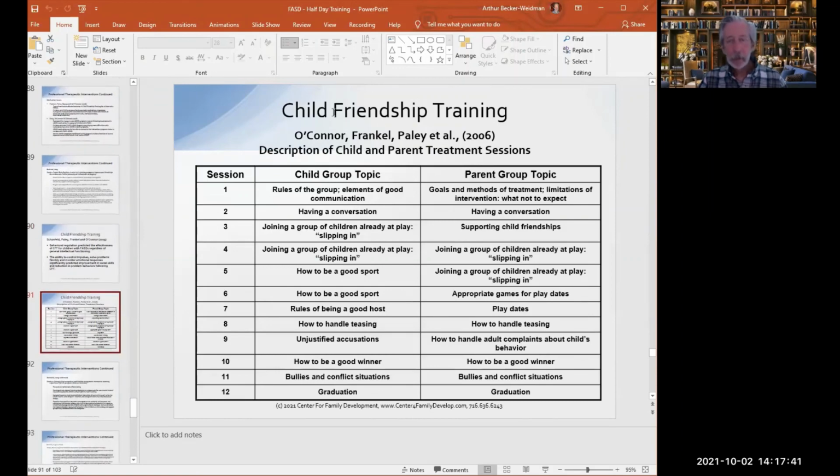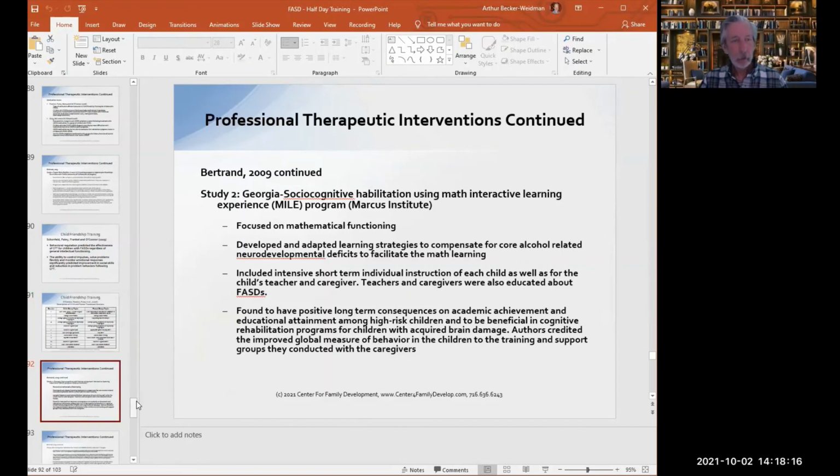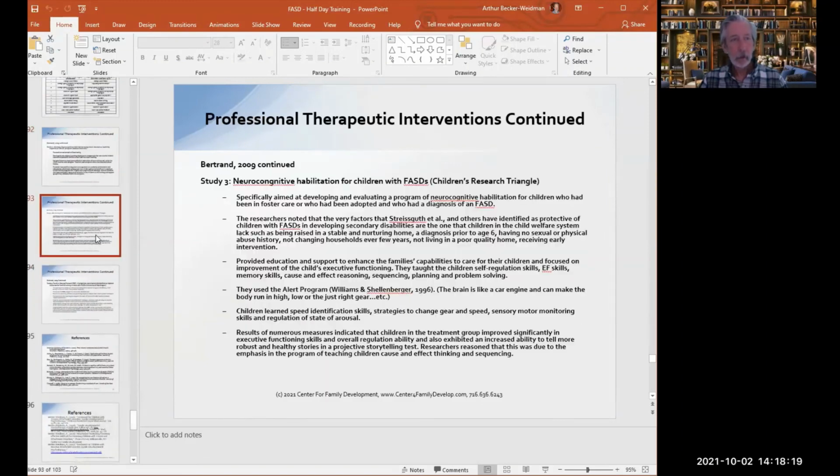This program I particularly like, Child Friendship Training, mainly because it's time limited. And this may not be the only thing that you do or have done, but it's a great start because it's time limited. People can put aside 12 weeks, and it does produce good results. And I like the fact that the parent group parallels the child group. Okay. But again, the other programs are also very good.